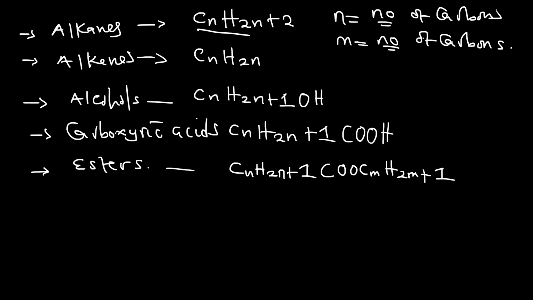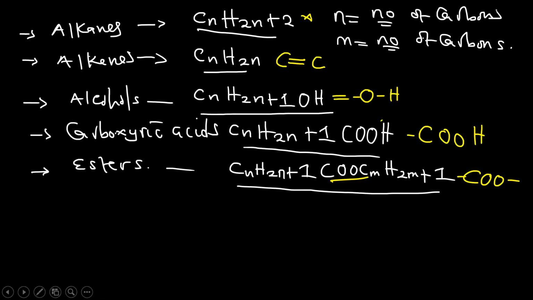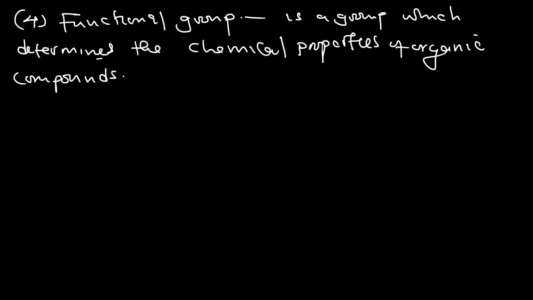For alkanes it is this one. Compounds under alkanes all come from that. Then alkenes come from that. Alcohols come from that. Then carboxylic acids come from that. Then esters all come from that. So these are very important to know where exams are concerned. Okay? So a functional group is just a group which determines the chemical properties of compounds.